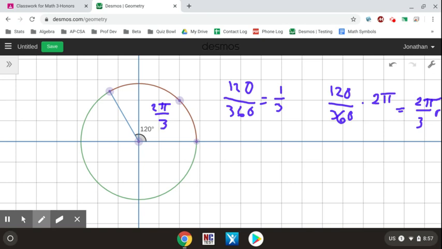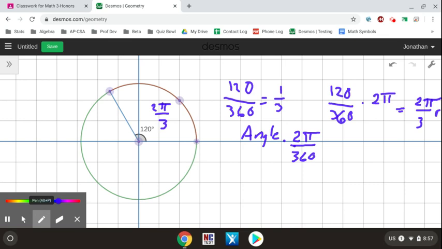Now, sometimes in your book, if you see a formula, they will have something like this, where it's the angle times the 2 pi over 360. And you can tell all they've done to create that formula is they have just taken the denominator from that fraction of the circle and slid it so that it went under the 2 pi. It doesn't matter really which form you use, you're going to get the same answer either way. So it's your angle measure times this.